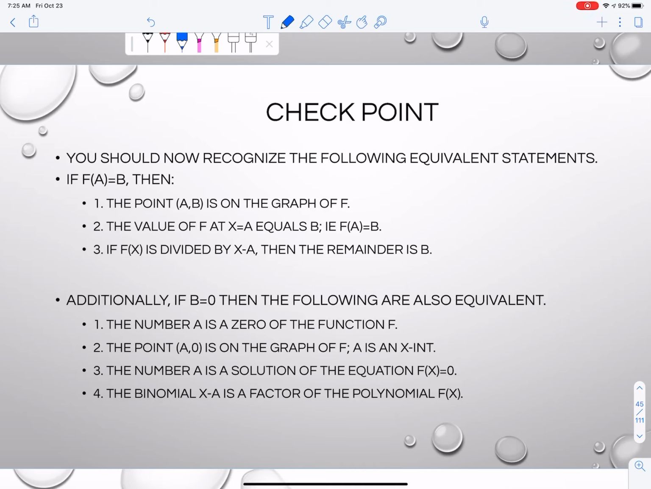Furthermore, if b equals 0, then the following are also true and also interchangeable. The number a is a 0 of the function f. The point (a, 0) is on the graph of f, and a is an x-intercept. The number a is a solution to the equation f of x equals 0, and the binomial x minus a is a factor of the polynomial f of x.